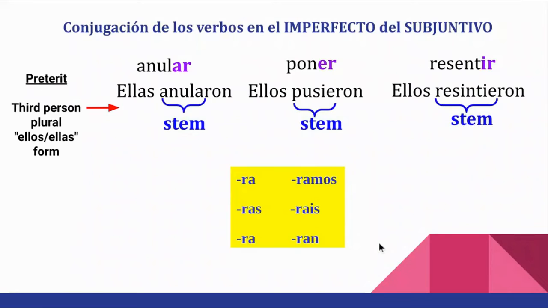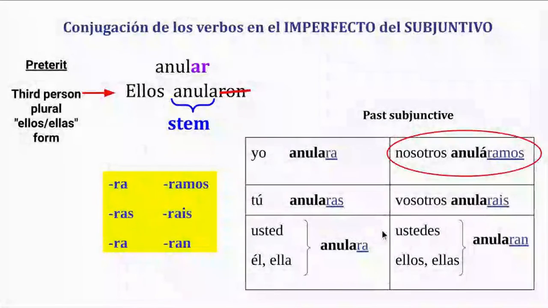So I'm going to keep this stem. That's my first step. And then I need to eliminate these terminaciones right here. I need to eliminate them so I can replace them with ra, ras, ra, ramos, rais, ran. And this is what I have then at the end. Now, I take again the third person plural, ellos, ellas, and I keep this stem, and this is how my past subjunctive conjugation is going to look.